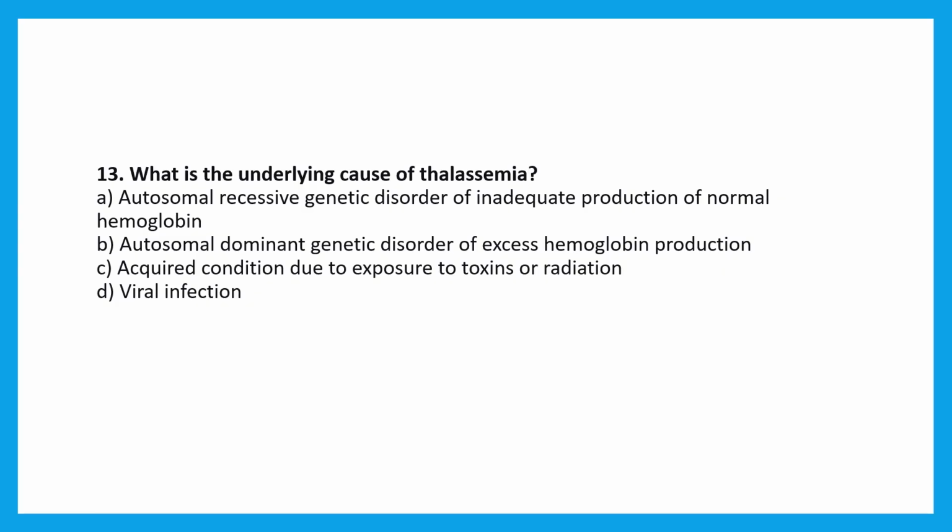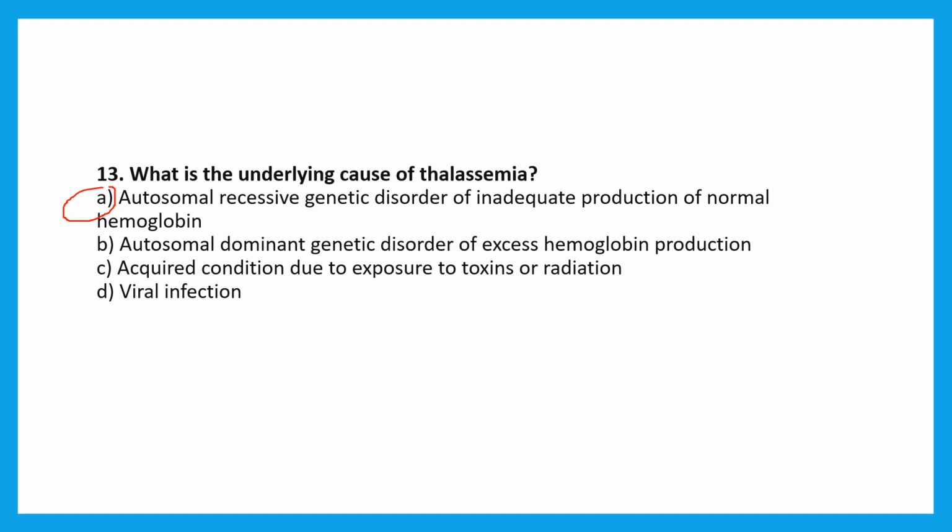So thalassemia, we know that it is an inherited disorder, an inherited autosomal recessive disorder characterized by genetic mutations that lead to reduced or absent synthesis of one of the globin chains, the alpha or beta of hemoglobin. This tells us that choice A is the best answer. The underlying cause of thalassemia is the autosomal recessive genetic disorder of inadequate production of normal hemoglobin, alpha or beta chains. There's thalassemia major and thalassemia minor, which we'll discuss later.